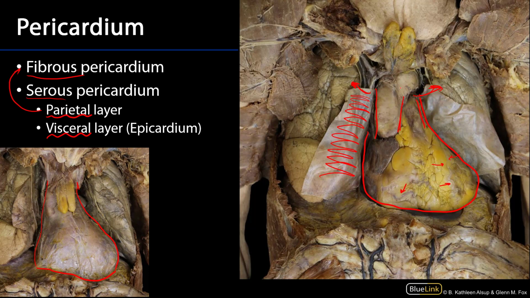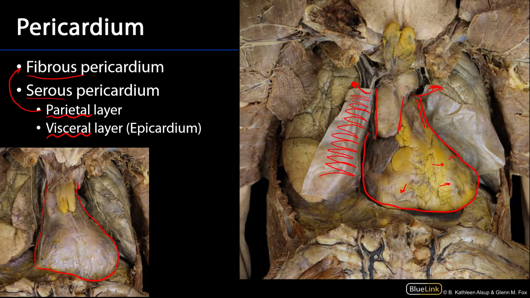Materials can accumulate within the pericardium. So if there's inflammation, so pericarditis, transudate can fill. If there's injury, blood can fill. And that can put pressure on the heart, which would be cardiac tamponade.